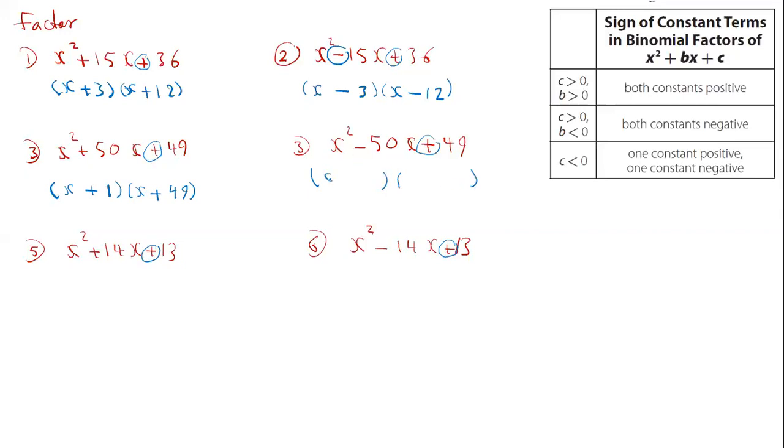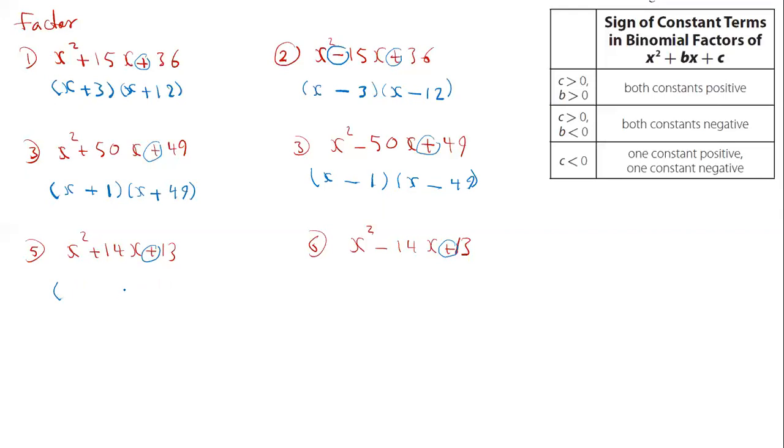X squared, x, x. Product 49, sum 50. Again, 1 times 49. The signs will be the same and follow the middle term sign: minus, minus.